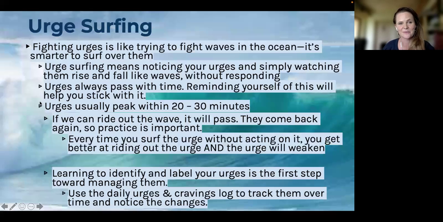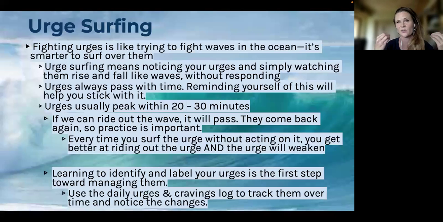So urge surfing is a really popular intervention that's firmly rooted in mindfulness, and this is one that I find adolescents in particular tend to like. The visual metaphor is that an urge is a wave, just like a wave in the ocean, that they're going to come up and they're going to crash on the shore and then they're going to subside back into the water.